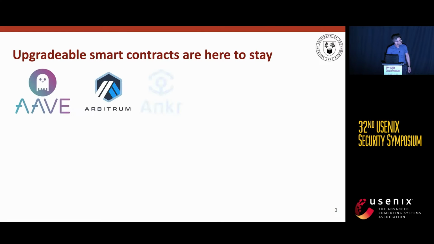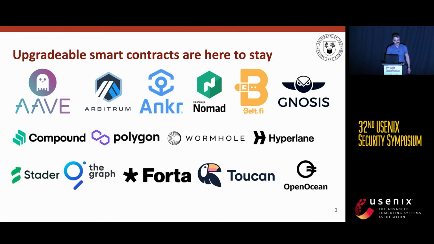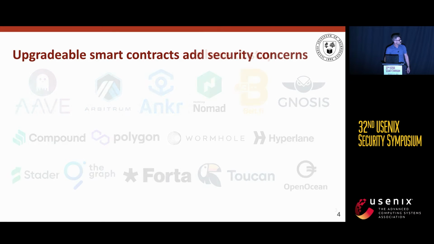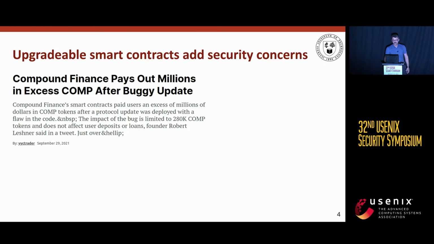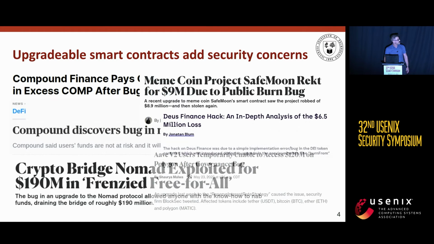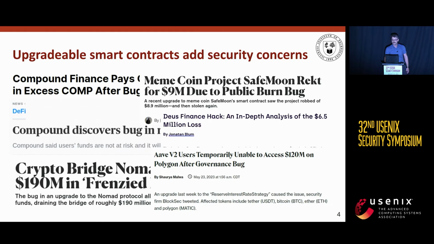So first of all, I want to just point out upgradable smart contracts and blockchains. They're here to stay. All of these protocols and many more are using them already. And more importantly, they do also introduce new security concerns. So there are a lot of recent bugs in upgrades that have introduced new bugs rather than fixing them. So we've got to do something about that.